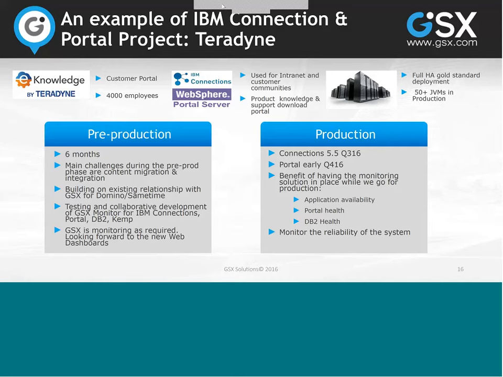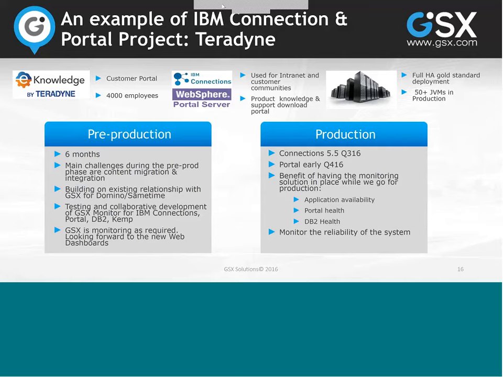We have over 50 JVMs in this big full HA gold standard production environment that we're setting up, so there's a lot of components to monitor, and we really wanted to have a way to do it at a granular level without having to worry about client installs and setups on all of the components. So I think GSX was a great fit for us, making that happen.